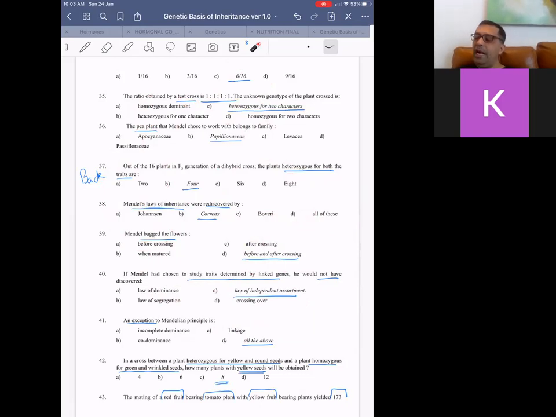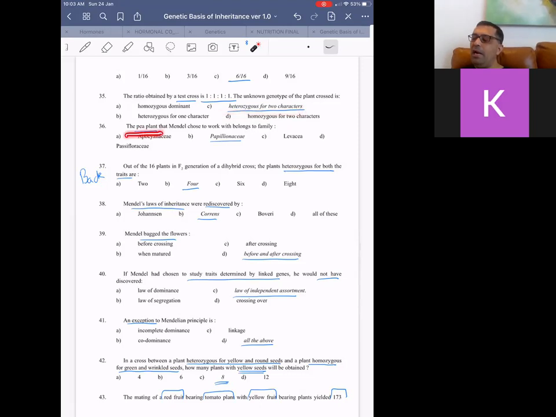The ratio obtained by a test cross is 1 is to 1 is to 1 is to 1. The unknown genotype of the plant crossed is heterozygous for two traits. 1 is to 1 is to 1 is to 1 is a dihybrid test cross ratio. So it is heterozygous for two traits. And we got ratio 4 is to 4 is to 4 is to 4. In other words, 1 is to 1 is to 1 is to 1.